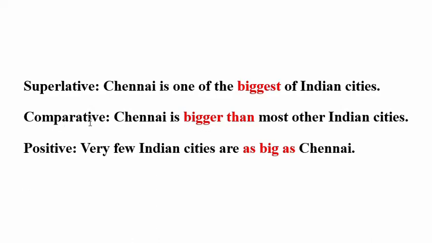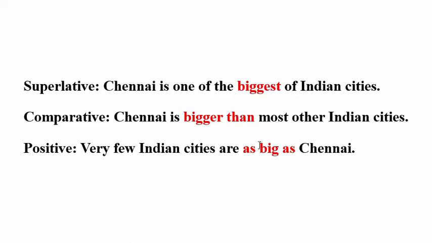So let's read the example. Chennai is bigger than most other Indian cities. So it is not the biggest Indian city, but one of the biggest Indian cities. But there are other cities that are smaller than Chennai. So Chennai is bigger than most other Indian cities. Here we have changed the term biggest into bigger, but the meaning of the sentence hasn't changed. And using a positive degree, very few Indian cities are as big as Chennai, which gives the same meaning.